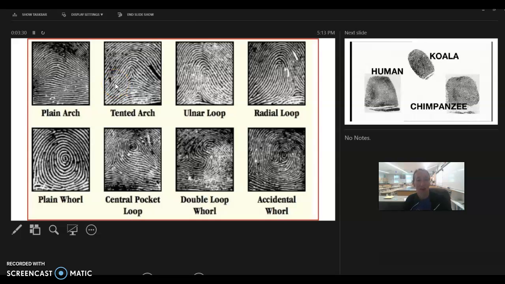So can somebody have identical fingerprints as you? No. No way. Impossible. I guess if they're doing something really graphic and doing skin grafts and removing somebody's finger entirely and putting it on. But that would be the only way you could fake that.